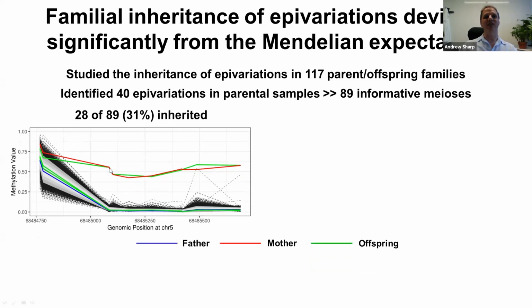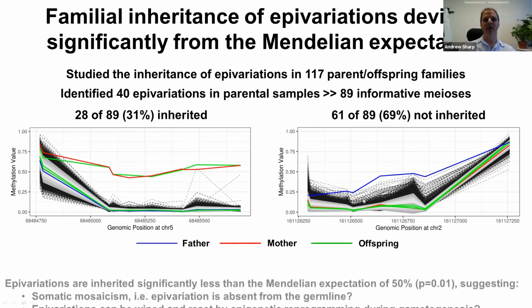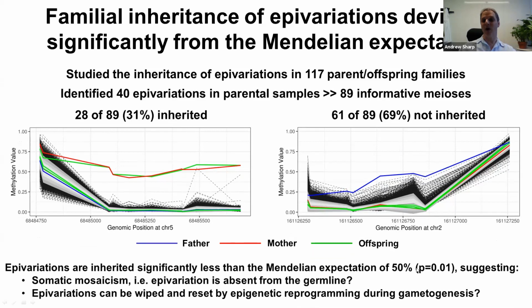31% of these informative meioses showed transmission. Here we can see a plot where the mother in red has an epivariation that's passed on to one of her 3 children, whereas other loci look like this. This was 69%, where a parent has an outlier methylation mark that none of their kids inherit. Overall, this is a significant departure from the Mendelian expectation of 50%, showing us that epivariations are less heritable than you would expect under normal Mendelian rules of inheritance.